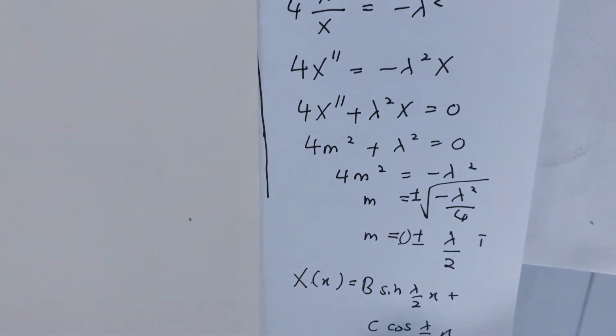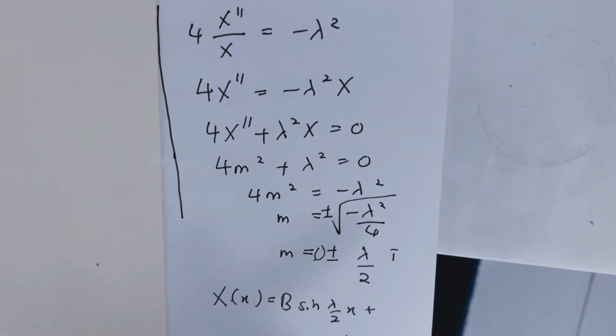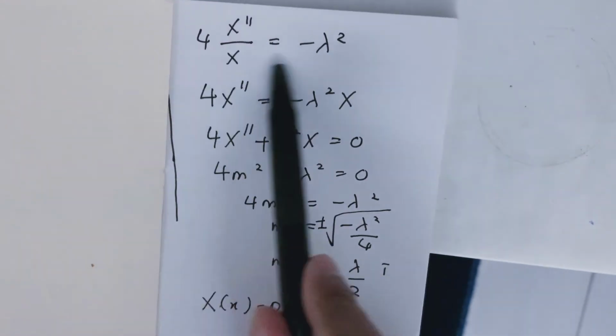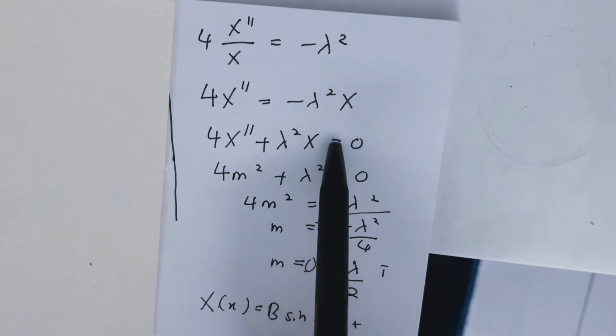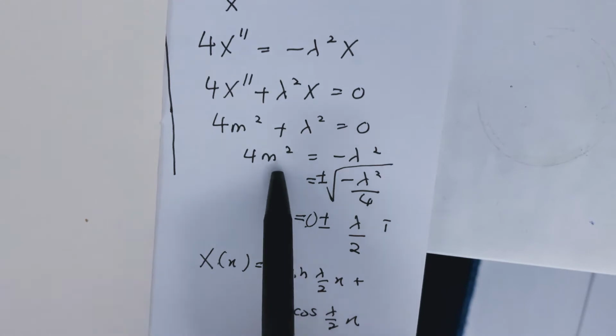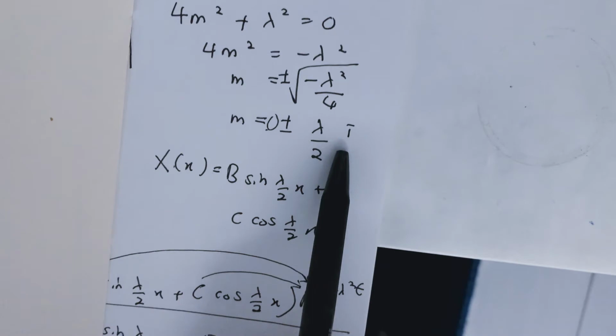Okay, for the x part, this one is a little bit longer, but same, we're going to do the algebra. We move the x from the right hand side to the left hand side, and we reduce it into the auxiliary form, until we get the roots for this one, m equals 0 plus minus lambda over 2 i. So it's a complex root. So from the second order, you get x equals b sine lambda over 2 x plus c cos lambda over 2 x.